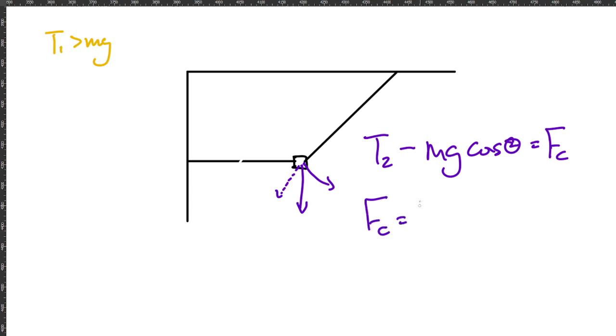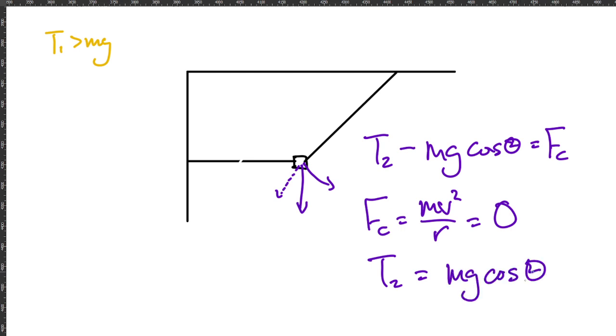Centripetal force is equal to mv squared over r, but since this is immediately after the string is cut, v is equal to 0, so that means that our centripetal force is still 0, right? That means that our T2 is equal to mg cosine of theta. Remember how I said cosine of theta is less than 1? That means that T2 is less than mg. Alright, so let's mark this in gold again. T2 is less than mg.